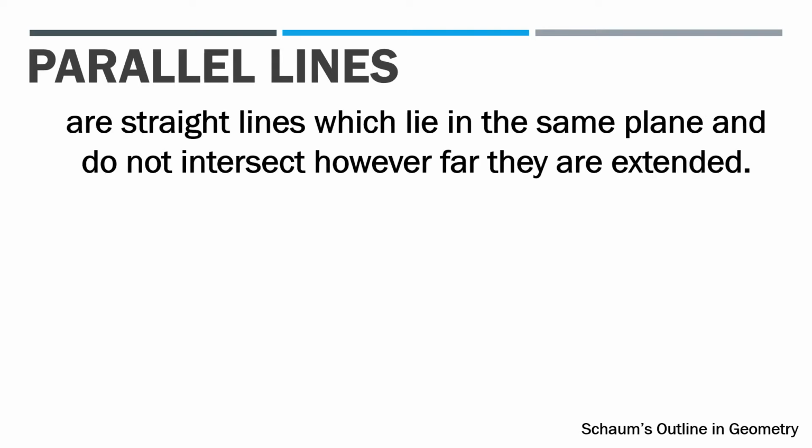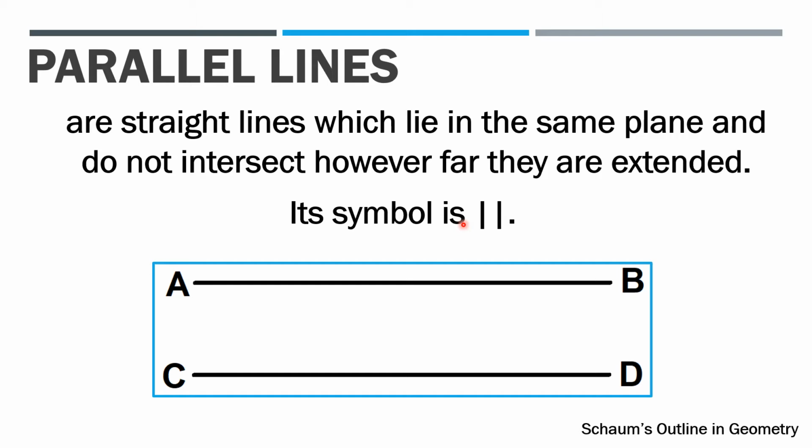In Euclidean geometry, parallel lines are straight lines which lie in the same plane and do not intersect however far they are extended. Its symbol is this. In the illustration, line segment AB does not intersect and will never intersect line segment CD.